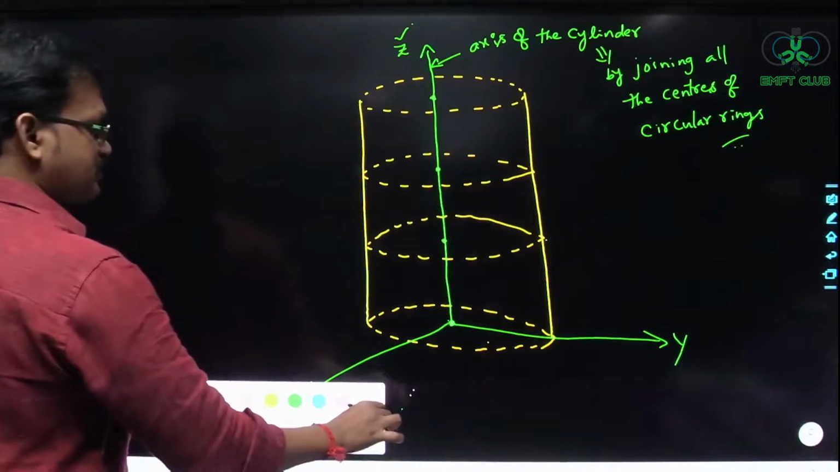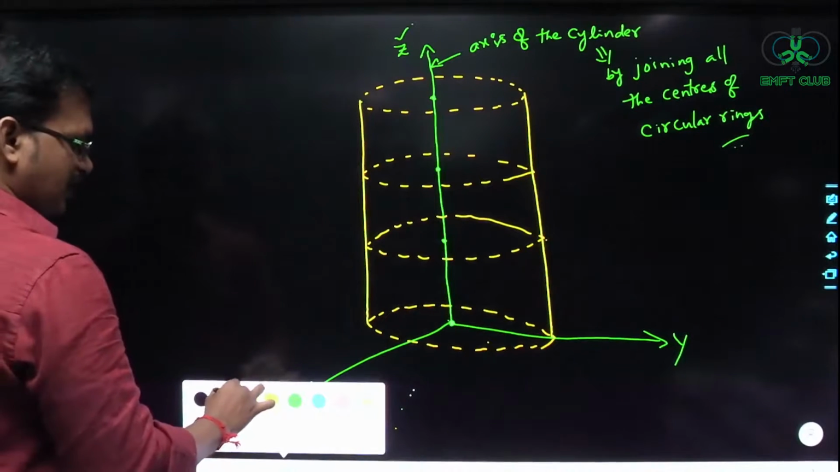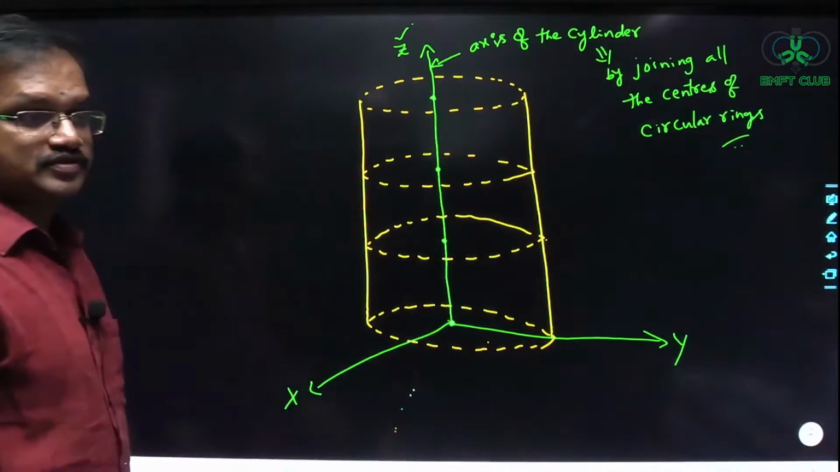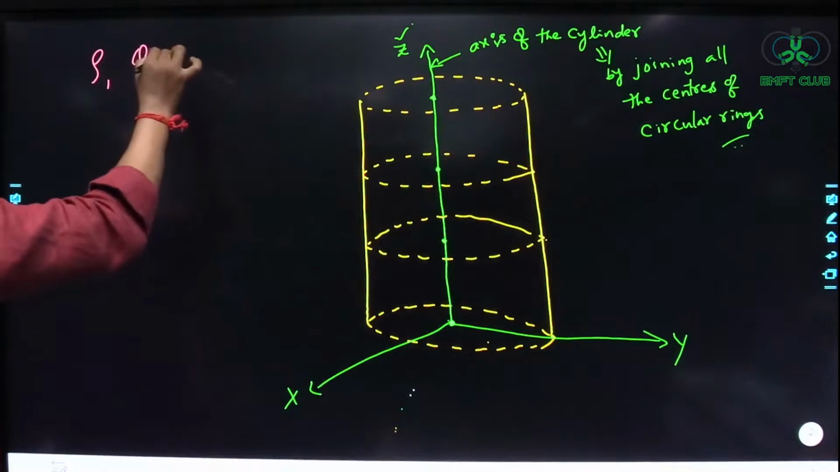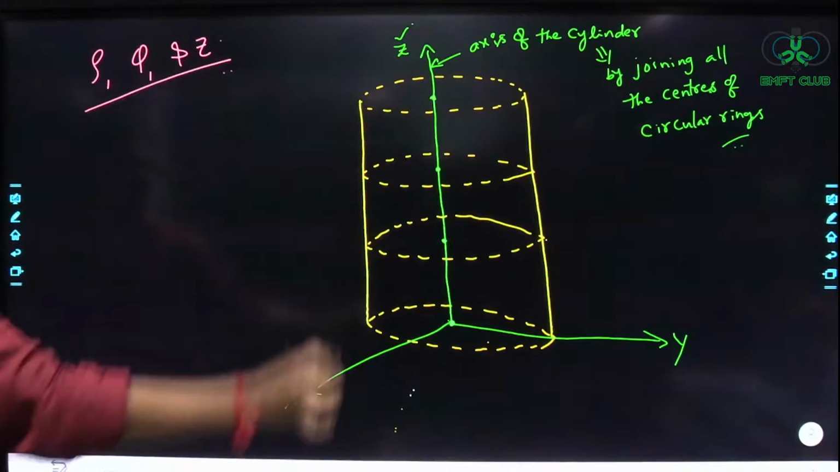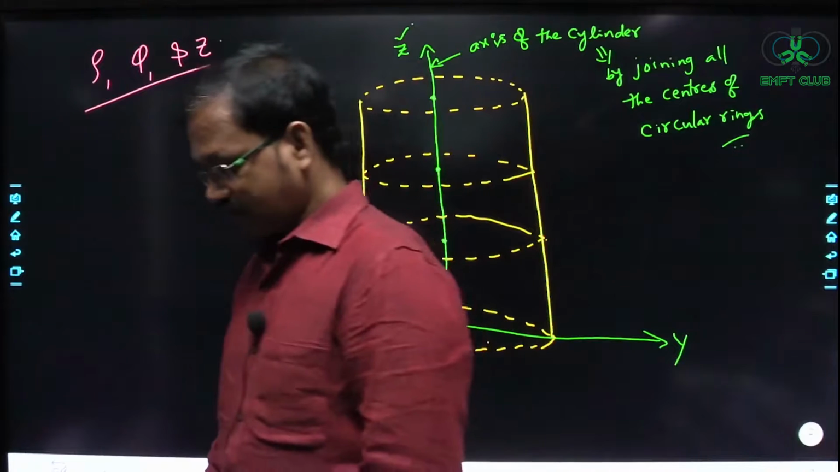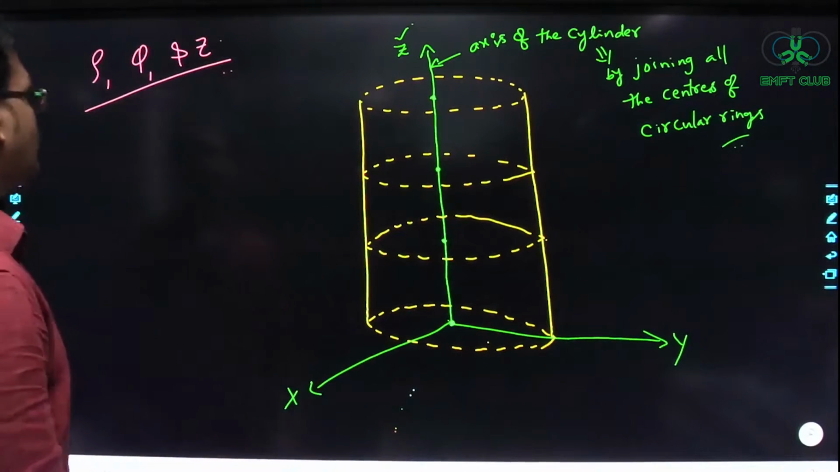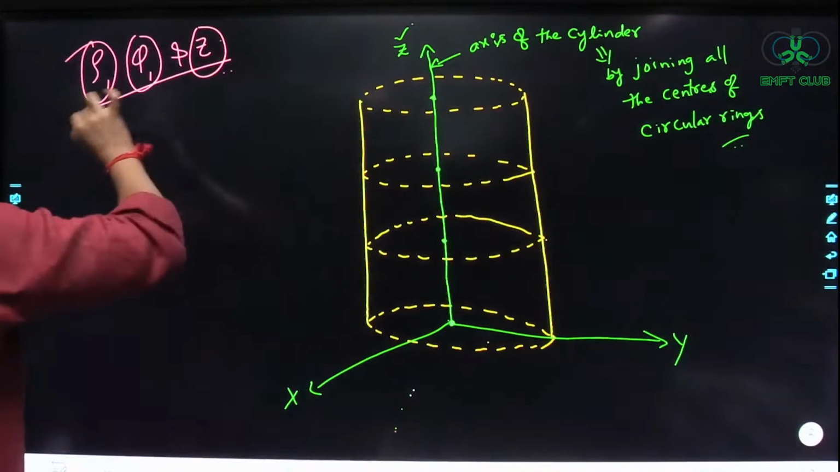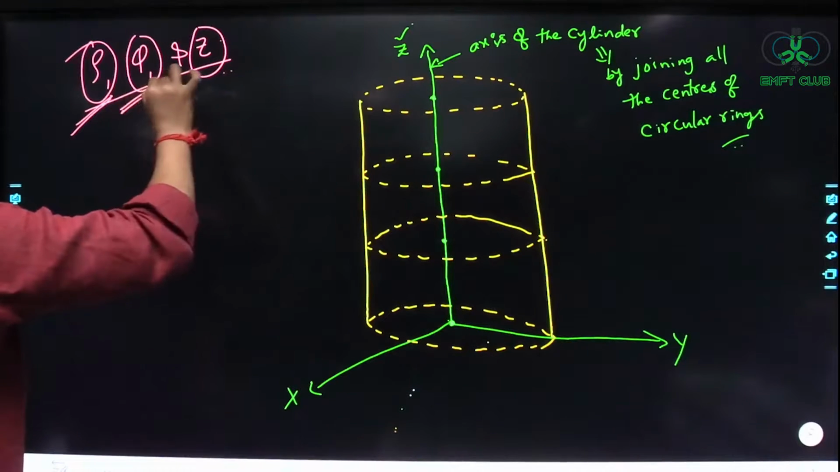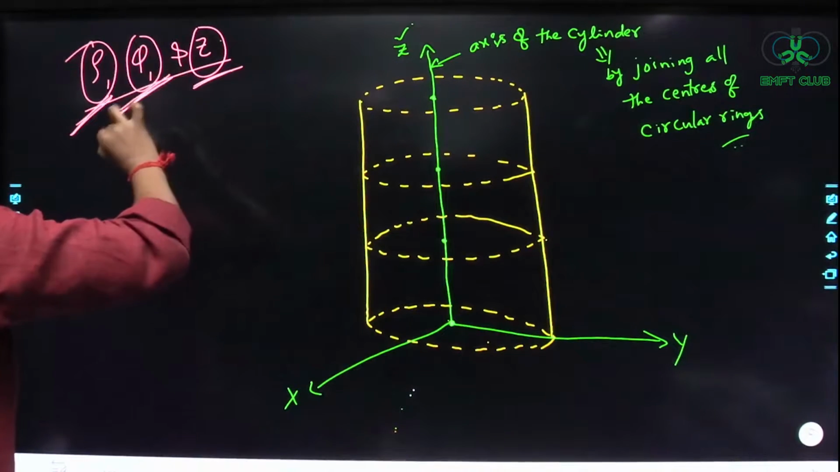So this is another way of constructing a cylinder. Now in order to represent any point on the surface of the cylinder, we need 3 coordinates. So what are those 3 coordinates here? They are nothing but rho, phi and z. These are the 3 coordinates needed in order to represent any point on the surface of the cylinder. So we have to understand what we mean by rho, phi and z, what the differential length along rho, along phi and along z is, and also what the range of rho, the range of phi, and the range of z is.